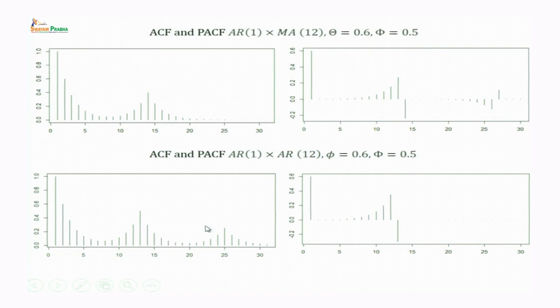This is the ACF and PACF of the AR1 AR12 process. Again, you get the same kind of picture. After each lag of 12, this again increases, then again decreases, and so on. We also observe the symmetric behavior of the ACF after 12 months or after 24 months.